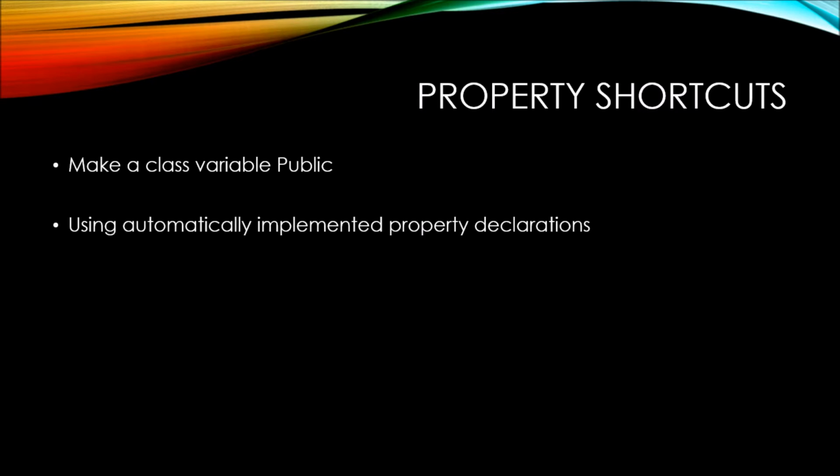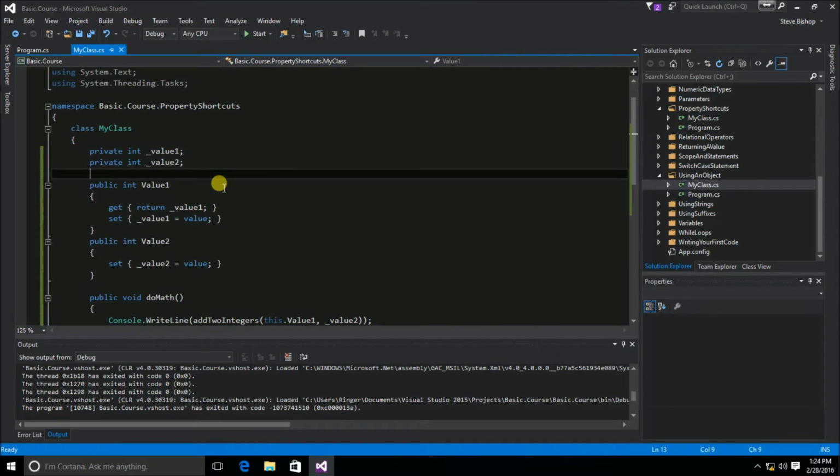The next shortcut to making a property is to use something called automatically implemented property declarations. This is a shorthand version of the full property declaration, but it doesn't include any sort of private backing variable. Then finally, we'll talk about using the prop code snippet as well as the prop full code snippet, which is something that Visual Studio implements to put in your properties for you with as little amount of typing as necessary. So let's first talk about the public variables in your classes.